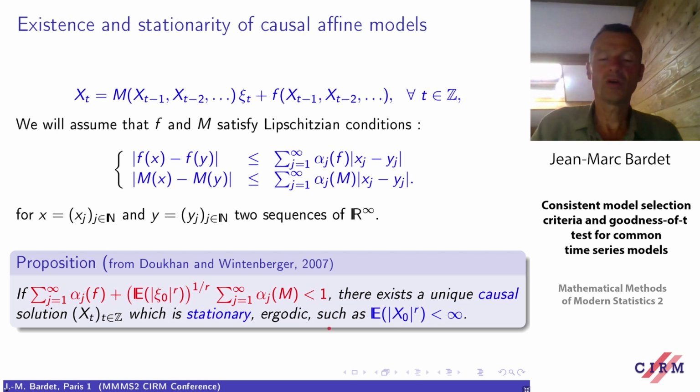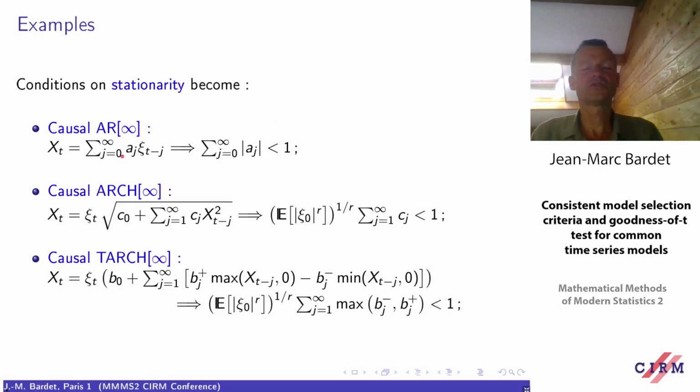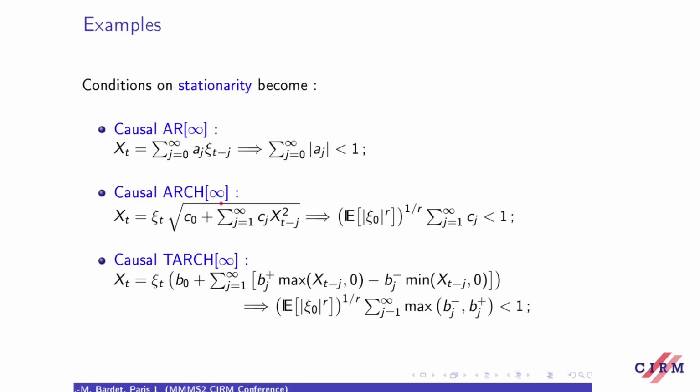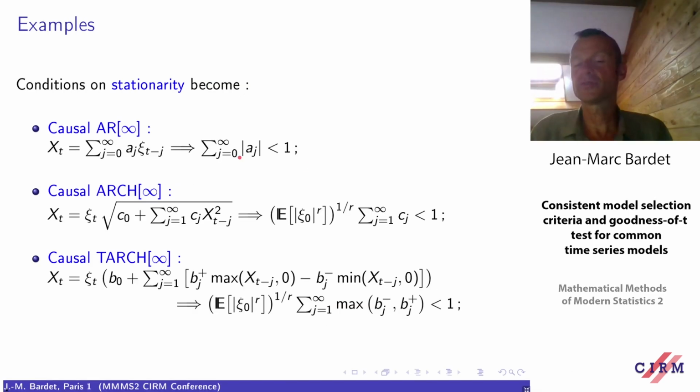Okay, so now using those conditions, we can obtain directly conditions of stationarity and causality for AR infinite processes, for ARCH infinite processes, for T-GARCH or TARCH infinite processes. Note that those conditions are not necessary and sufficient conditions. They are only sufficient conditions of stationarity and causality.